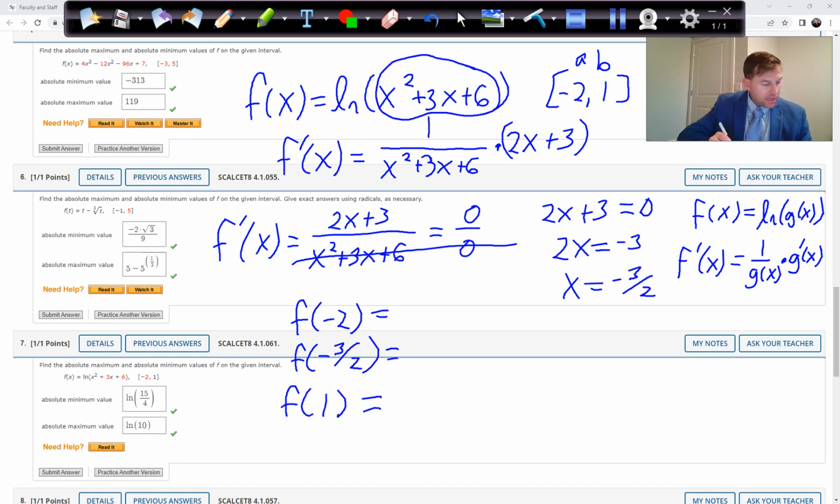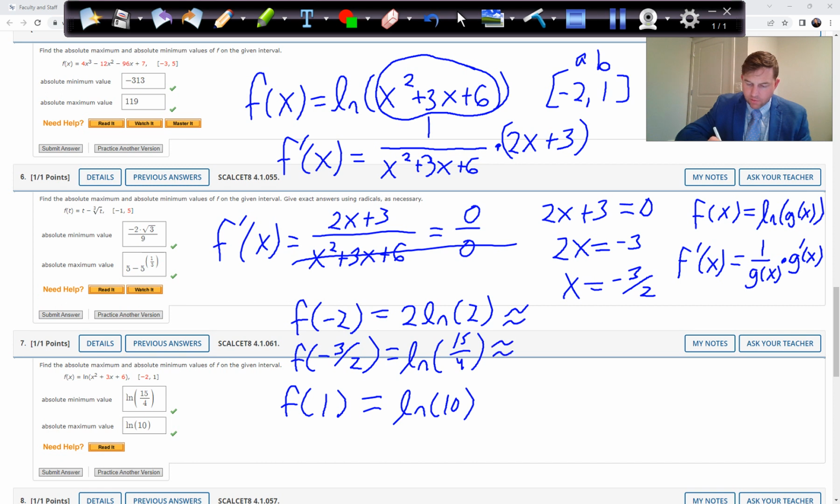And if you plug in negative 2, you should get 2 natural log of 2. Negative 3/2 will produce natural log of 15 over 4. And f of 1 will produce natural log of 10. But again, what are these values? So we should come up with an approximate decimal equivalent.